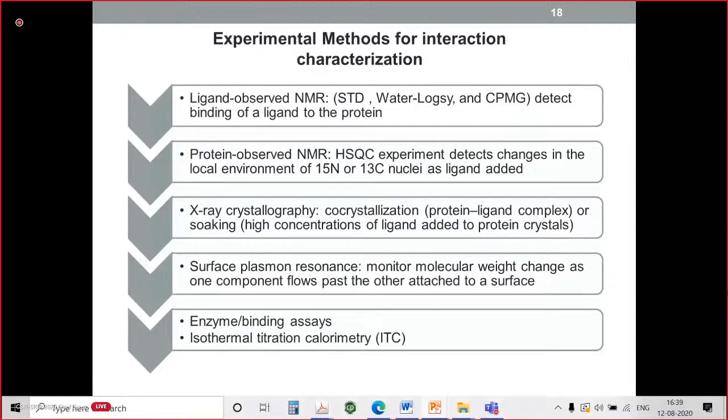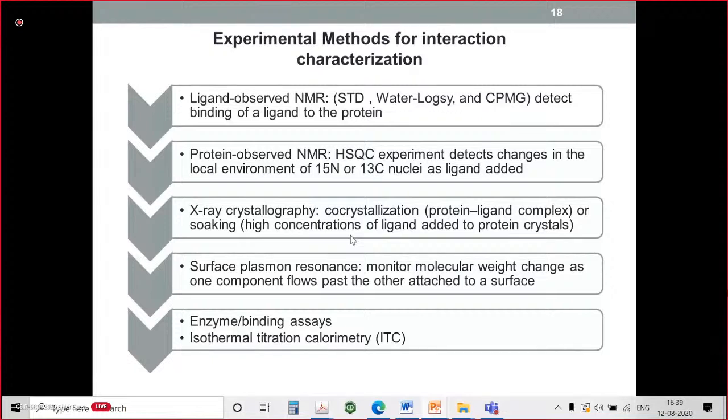We can use X-ray crystallographic studies also. There are two techniques: one is co-crystallization, another is soaking. In co-crystallization, a protein-ligand complex is formed and subjected to single crystal XRD study. Whereas in soaking, a high concentration of ligand is added to the protein crystal. The XRD will show what interaction is there and where this particular ligand is interacting. But this process is much costlier in comparison to NMR.